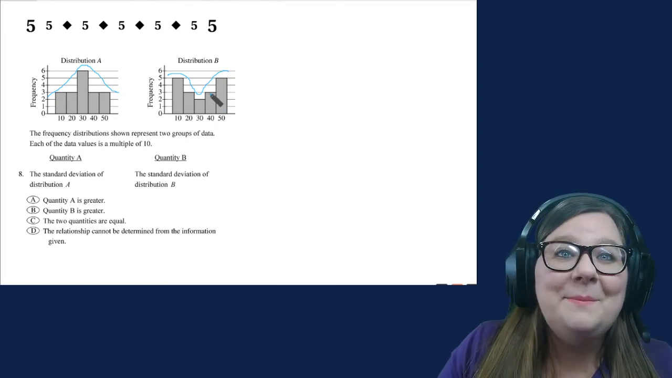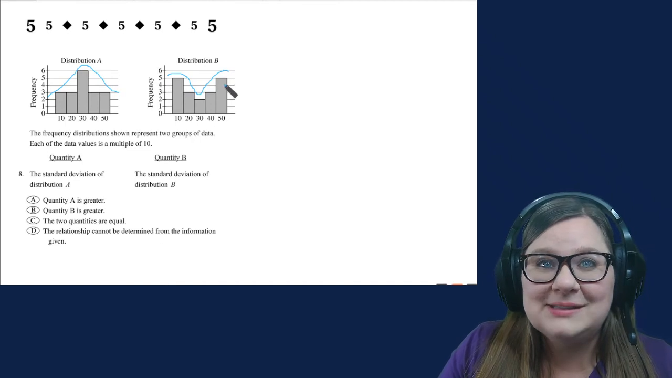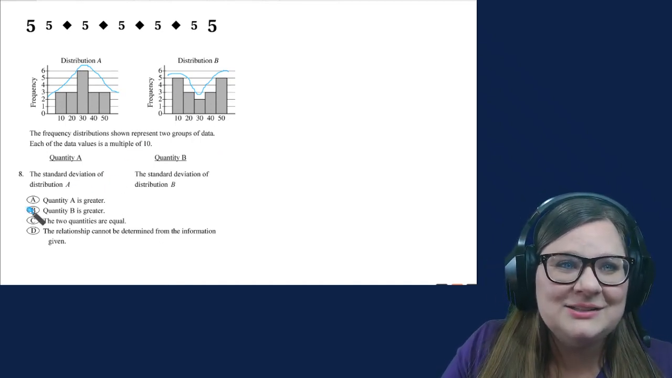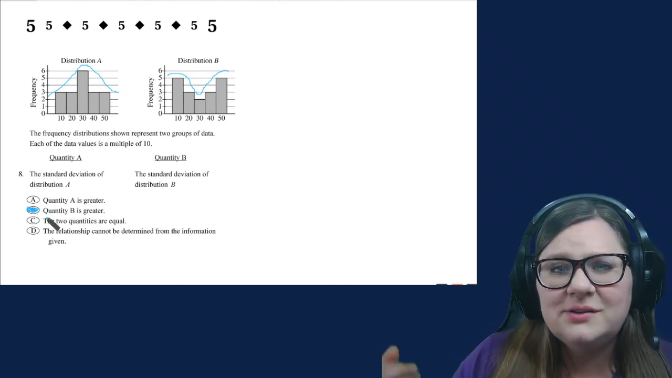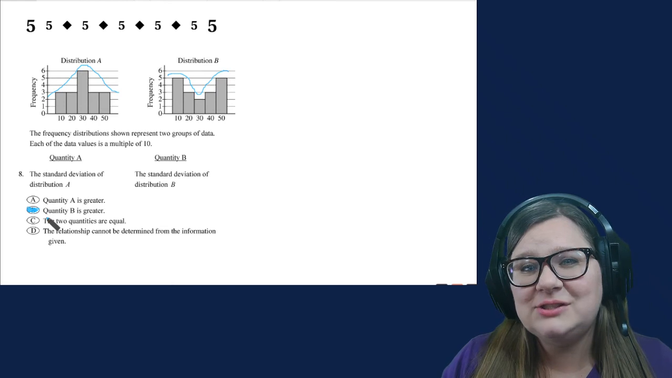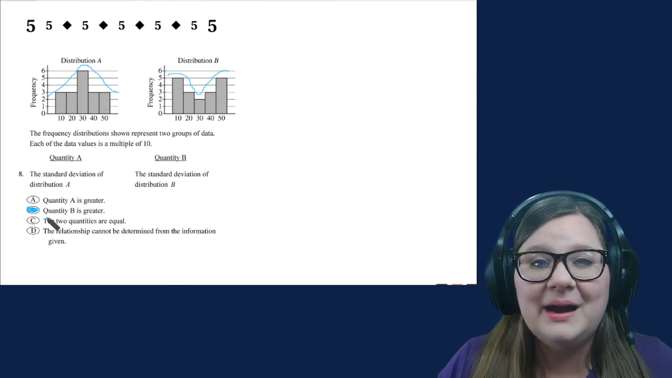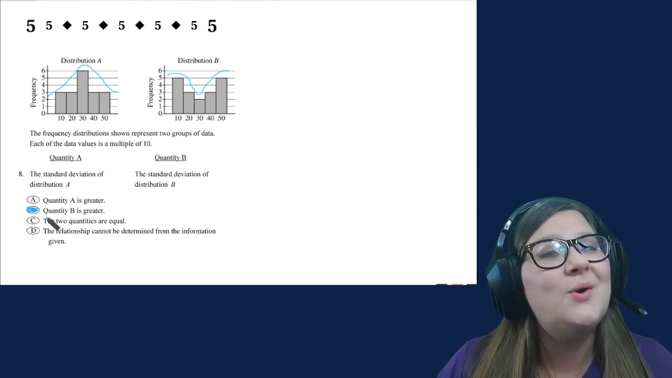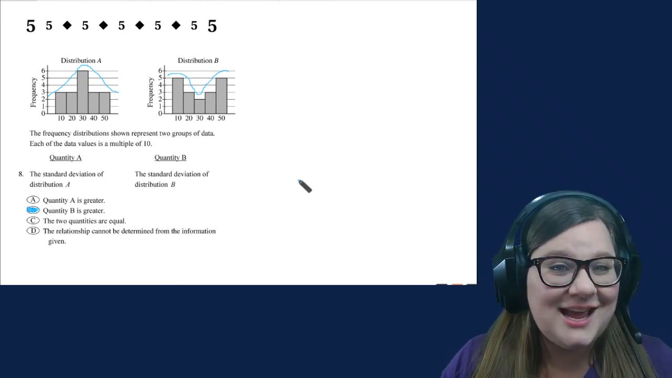All right. But because there's more data on the outside edges, distribution B is going to have the greater standard deviation. You could also calculate this by finding the sum of the deviations squared and dividing it by the number of data values, but that will take quite a bit of time. So I recommend recognizing the shapes instead.